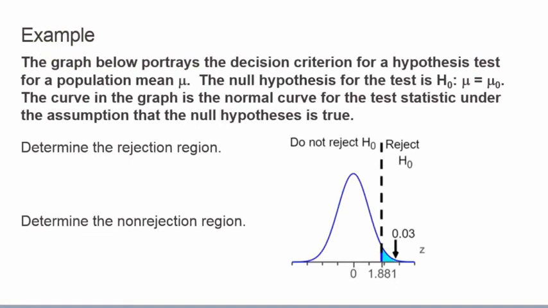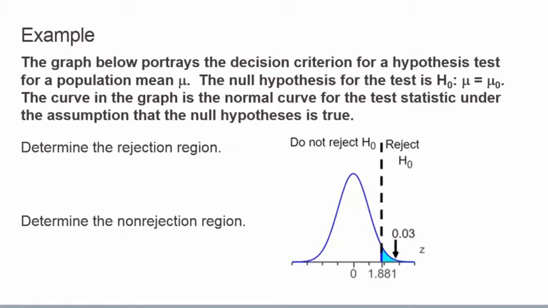Example. The graph below portrays the decision criterion for a hypothesis test for a population mean mu. The null hypothesis for the test is H sub 0 colon mu equal mu sub 0. The curve in the graph is the normal curve for the test statistic under the assumption that the null hypothesis is true. So in our picture, we have a value for z that is 1.881, and we have an area to the right that is 0.03.